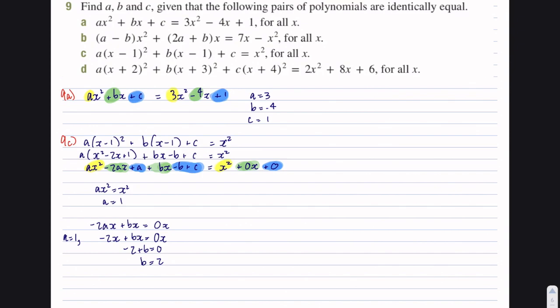Okay, now let's do our constants. We've got a take b plus c equals 0. We know a equals 1, b equals 2. So we've got 1 take 2 plus c equals 0. So that's -1 plus c equals 0. So we know c equals 1.